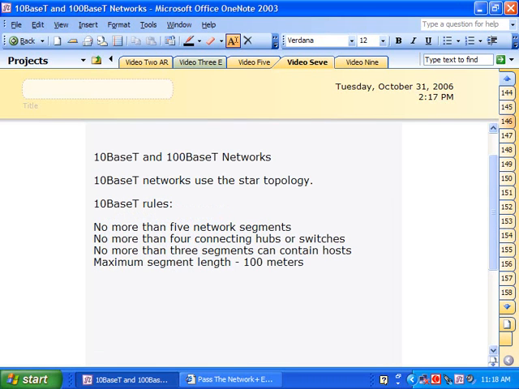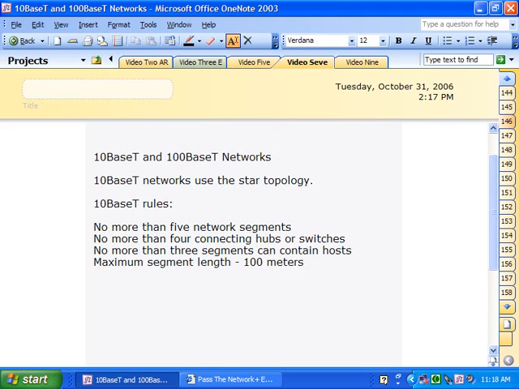Now, we've also got some networks. We broke 10Base2 and 10Base5 down into smaller parts so we could understand what they mean. And we've also got some 10BaseT and 100BaseT networks that you need to know about because they've got some rules. Let's break those down first of all.